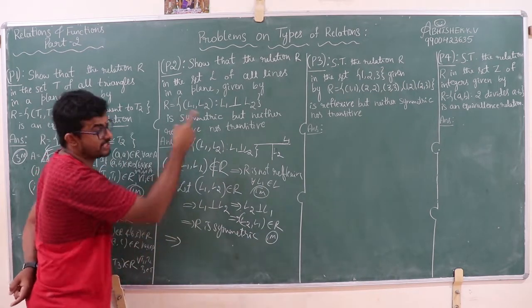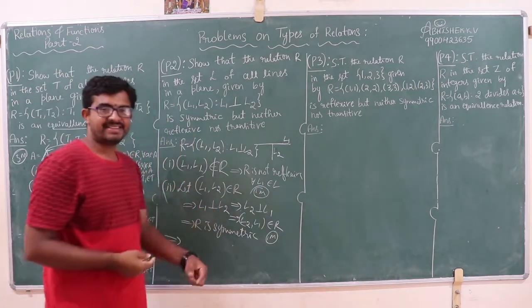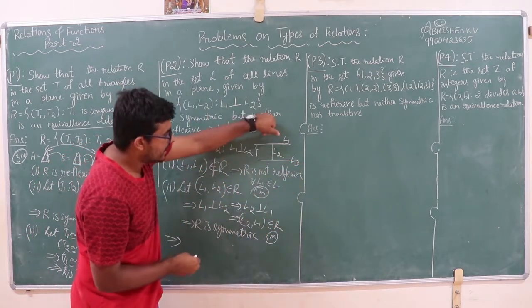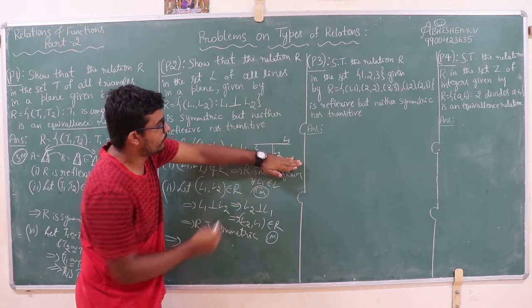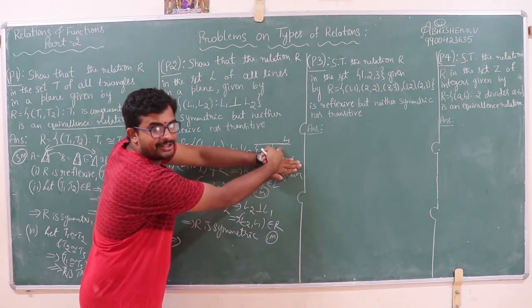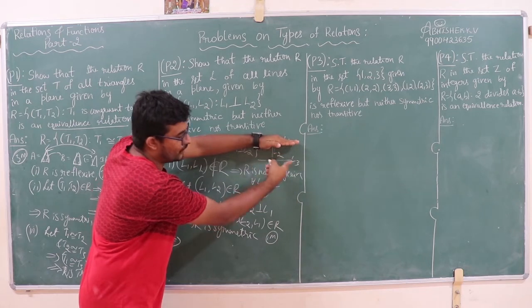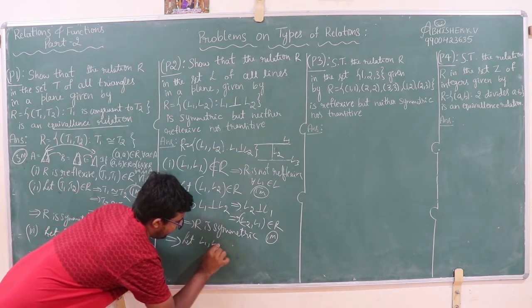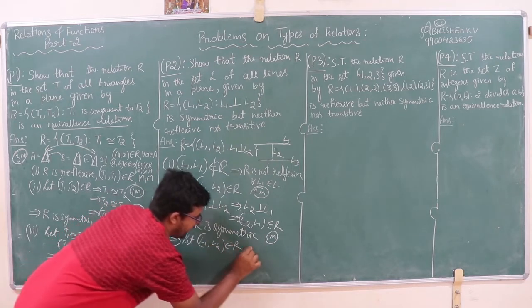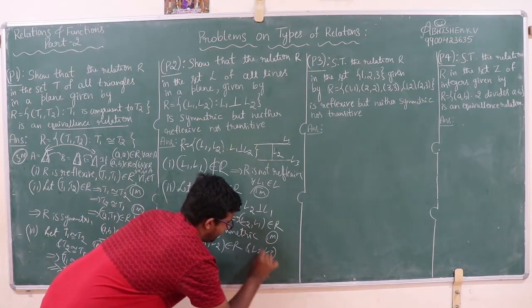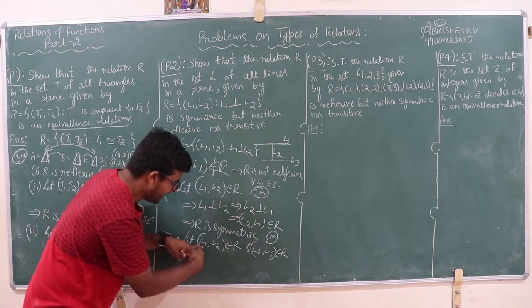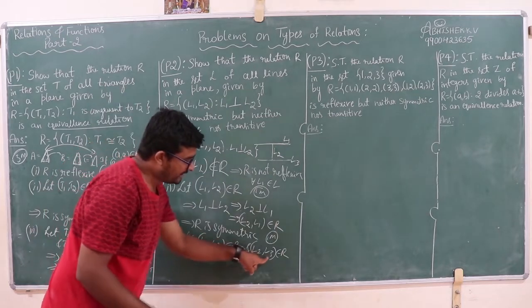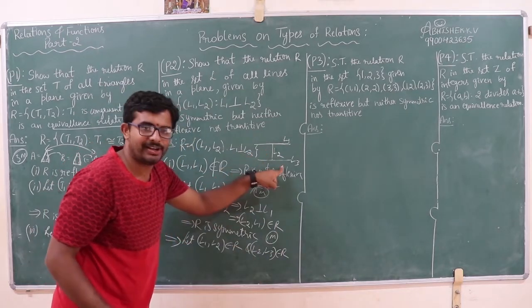We need to prove what? It is not transitive. So, for transitive, we need 3 lines. Consider another one, say L3. L1 is perpendicular to L2. Now L2 is perpendicular to L3. Clear? That is, let (L1, L2) belong to the relation R and (L2, L3) belong to the relation R. (L1, L2) belonging to the relation means L1 is perpendicular to L2. (L2, L3) belonging to the relation means L2 is perpendicular to L3.